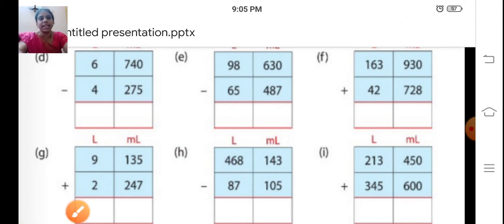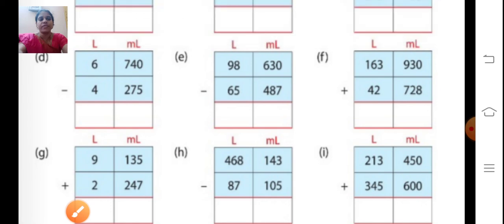And the last sum is homework for you. So with this, our measurement topic is over.